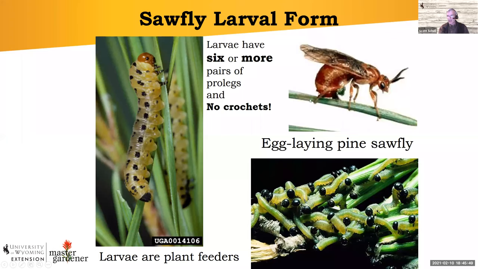And they get that name sawfly as a general term because the females have a saw-like ovipositor, and they have a habit of cutting into plant tissue to deposit their eggs. So in this case, she's cutting into a pine needle to lay the eggs, and then when those eggs hatch, they'll usually feed en masse. Sometimes they have big outbreaks of these. The last time I saw a big outbreak was on the training range at Camp Guernsey, feeding on the ponderosa pine there.